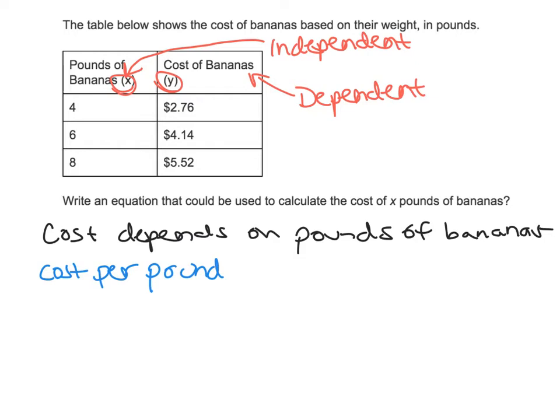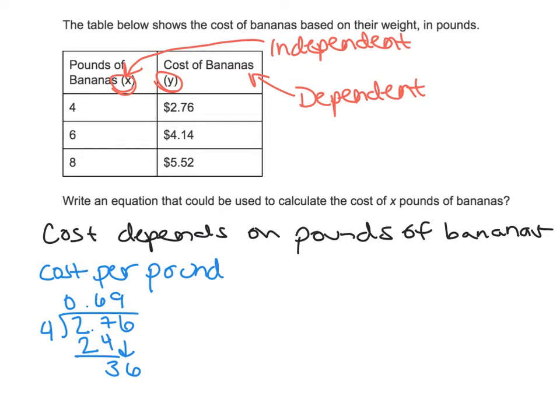So we can figure out the cost per pound by doing 2.76 divided by 4. And when we do that division, we know 4 doesn't go into 2, but it does go into 27 6 times. 6 times 4 is 24. And when I finish my division, I have 69 cents per pound. Okay, and that's for 4 pounds.